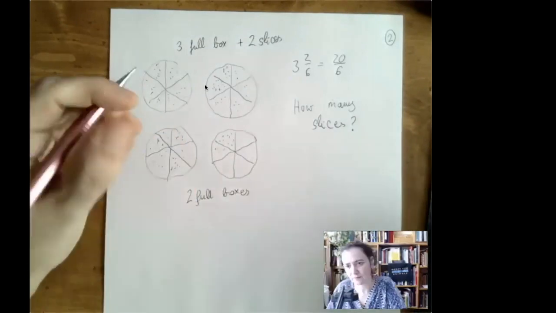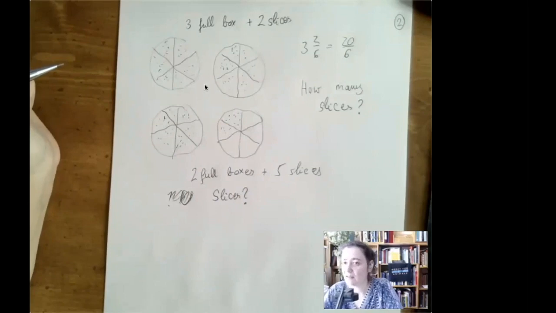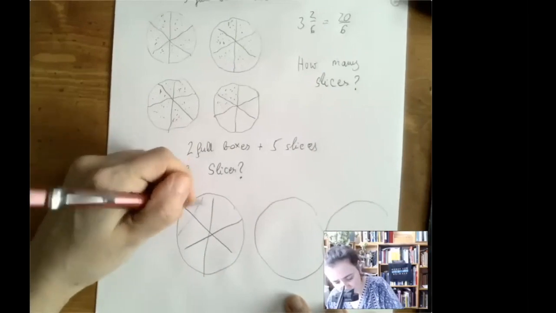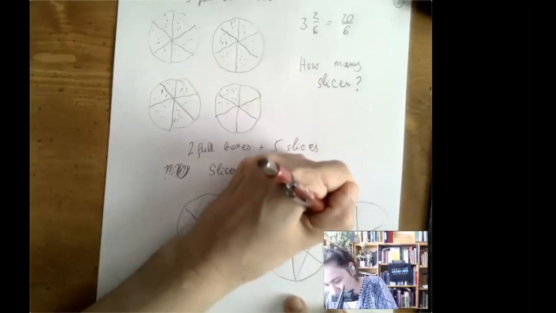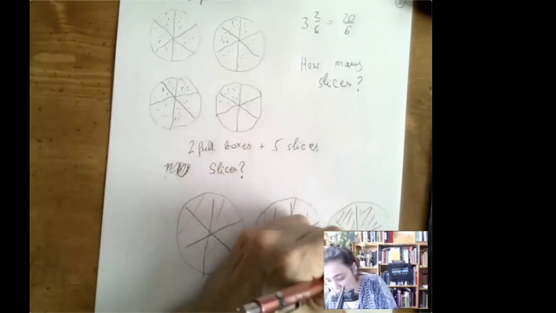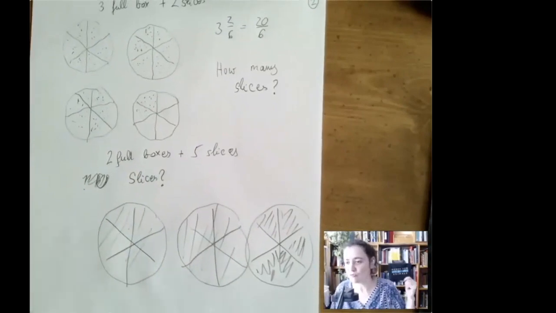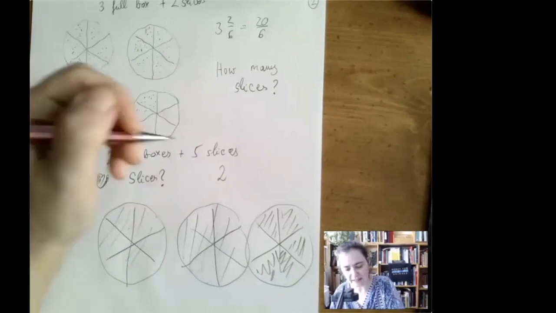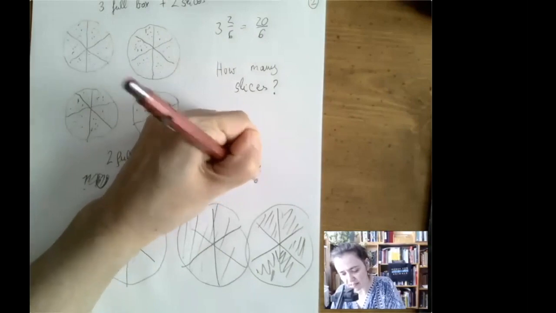2 full boxes and 5 slices. How many slices? Each full box means 6 slices. This is 6 slices. This is another 6. And from this, we're just going to take 5. You can think of it as, hey, it's almost 3 full pizzas. We can take 3 full boxes and then just remove 1 slice. That would be 3 times 6 minus 1. So what we have computed is that 2 full plus 5/6 is the same as 17/6.